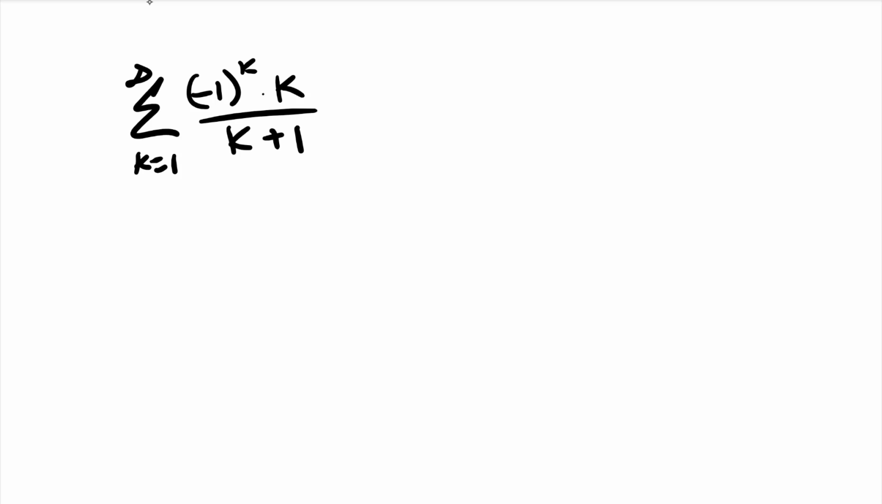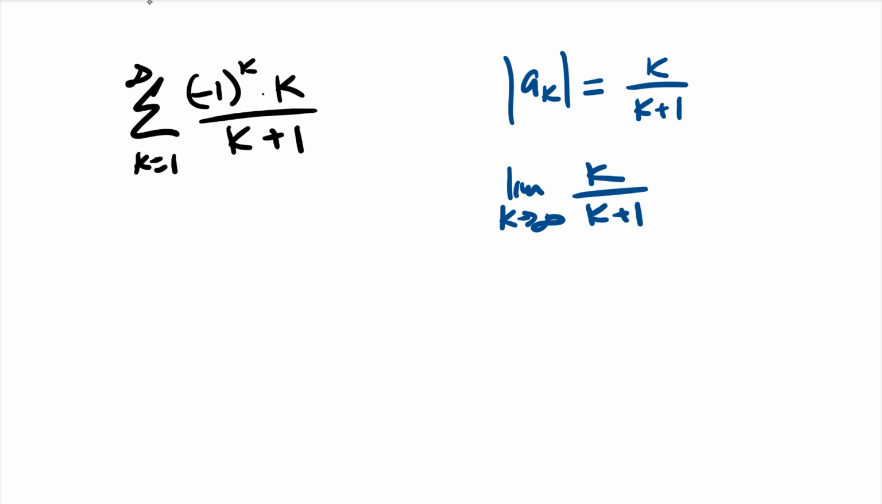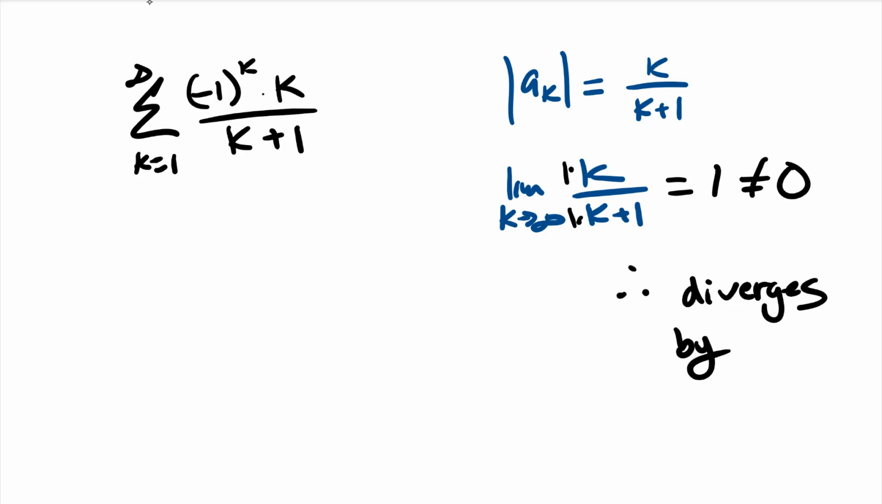Well, as per usual, take your a sub k, take the absolute value, which means just ignore the negative. Take that off. And we want to see, does that converge? Well, if you take the limit as k goes to infinity, that's a 1 in front of that k, and a 1 in front of that k. The degree of the top is 1. The degree of the bottom is 1. So we just look at the leading coefficient, so this goes to 1, which does not equal 0. Therefore, this diverges by the divergence test.